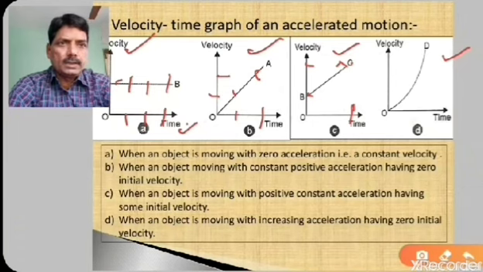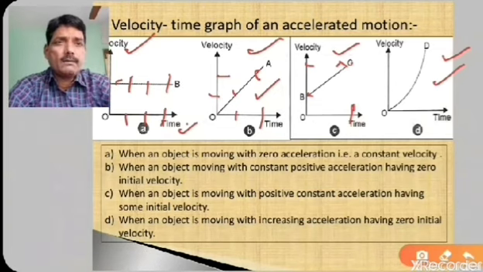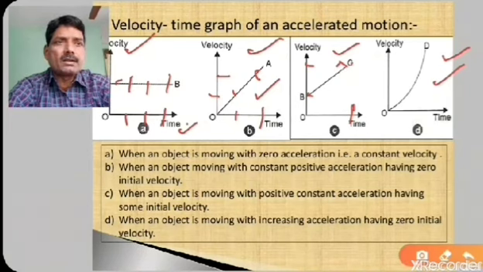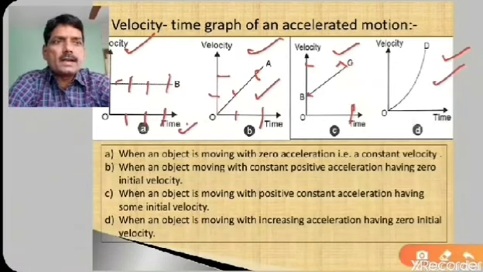Now remember the difference between the second graph and the fourth graph. In the second graph, there is equal change in velocity in equal intervals of time, but in the fourth graph the velocity change is different with respect to time. So if it goes on increasing velocity with respect to time, then that is nothing but increasing acceleration. So these four graphs represent the velocity time graph of an accelerated motion.